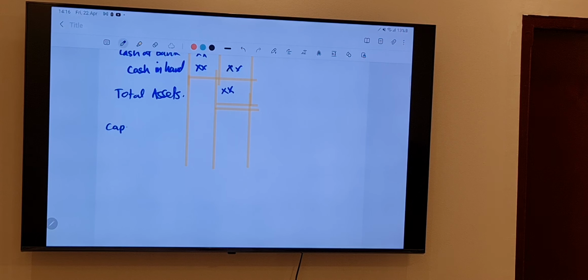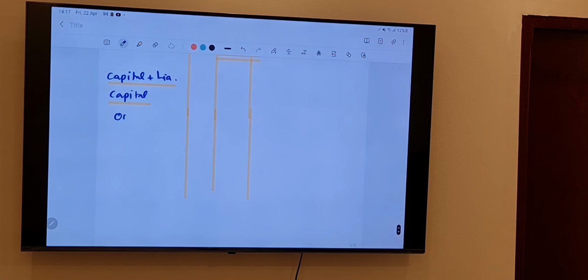Then we have capital plus liabilities. You have capital, under that, owner's capital plus profit minus drawings.